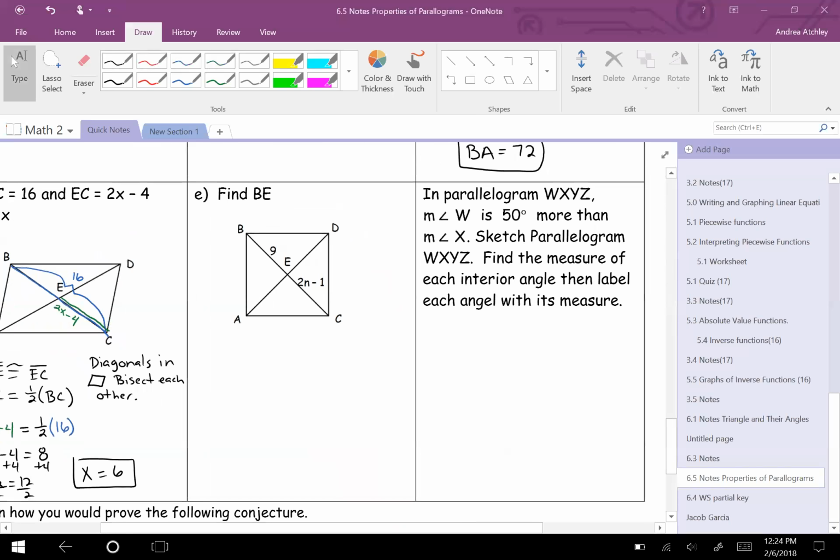Find BE. 9. I don't know what I was thinking when I made this, but yeah, it's 9. Yes, it didn't ask me for n, it just asked me to find BE. I should have asked to find n, but you know.